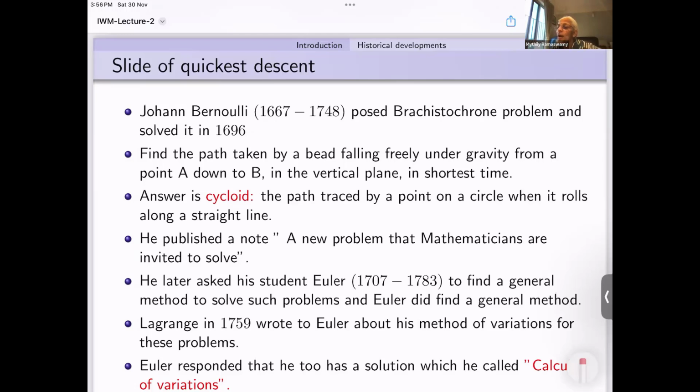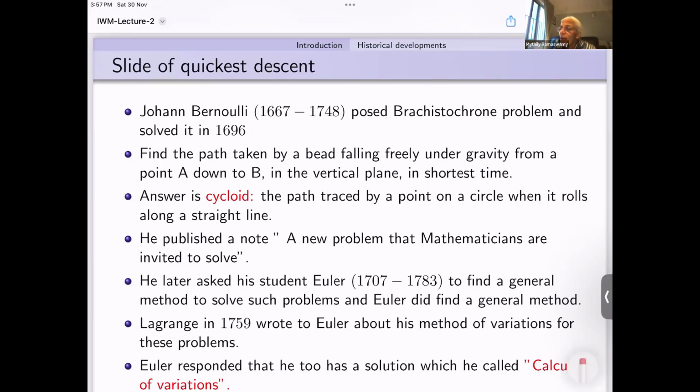Let me explain. Find the path taken by a bead falling freely under gravity from point A down to point B. Let's say they are all in the same vertical plane, and there is no friction. It is just falling freely under gravity, and it should fall in the shortest time. So this was also bothering Galileo. You may remember he had many experiments, feather and stone, which will fall fast. So he was always interested in such questions.